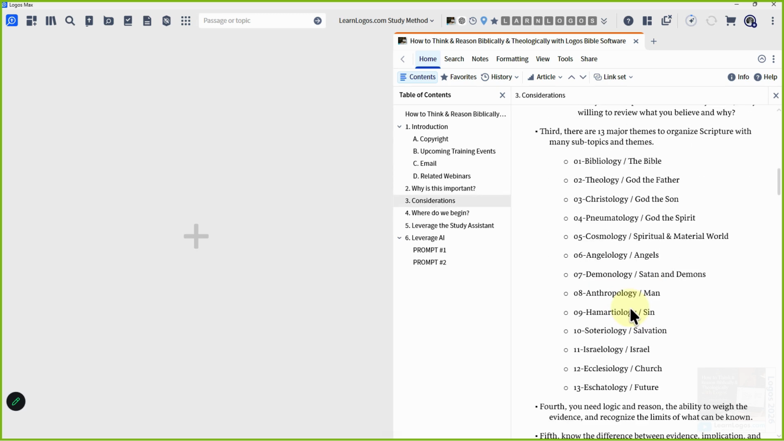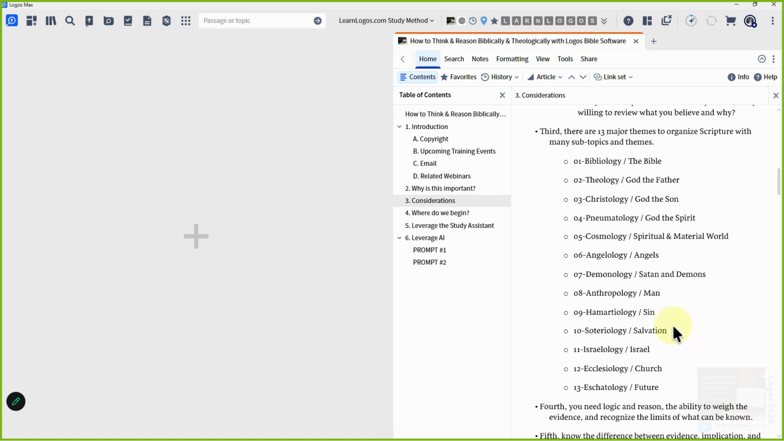Now, part of this topic, thinking and reasoning biblically and theologically, requires that we understand the theological themes of the Scriptures. I've organized these into 13. I believe that every passage in the Bible could go into one of these categories or more than one of these categories. And so when we read the Bible, we have to have this grid. And I've shared this with many of you over the years. This has been so helpful for me to think biblically, think theologically on a passage.